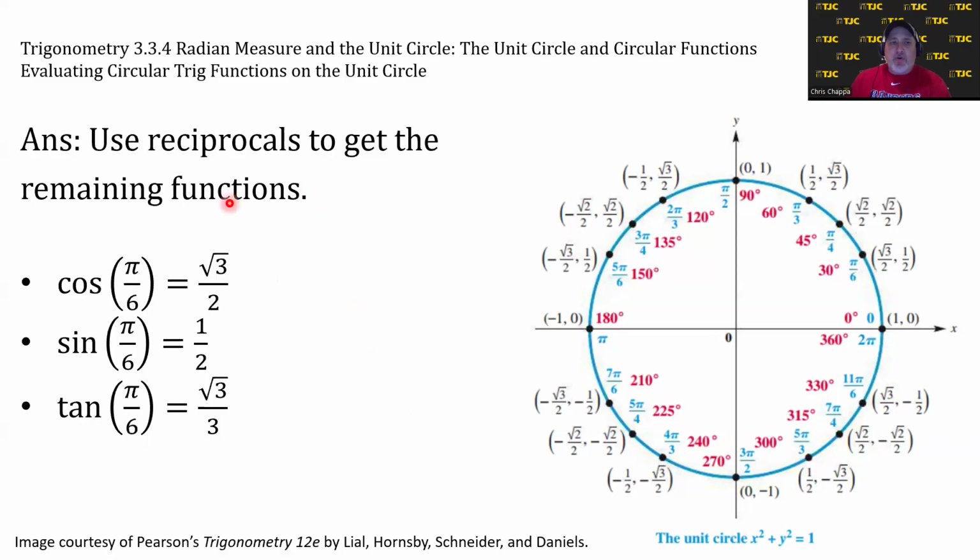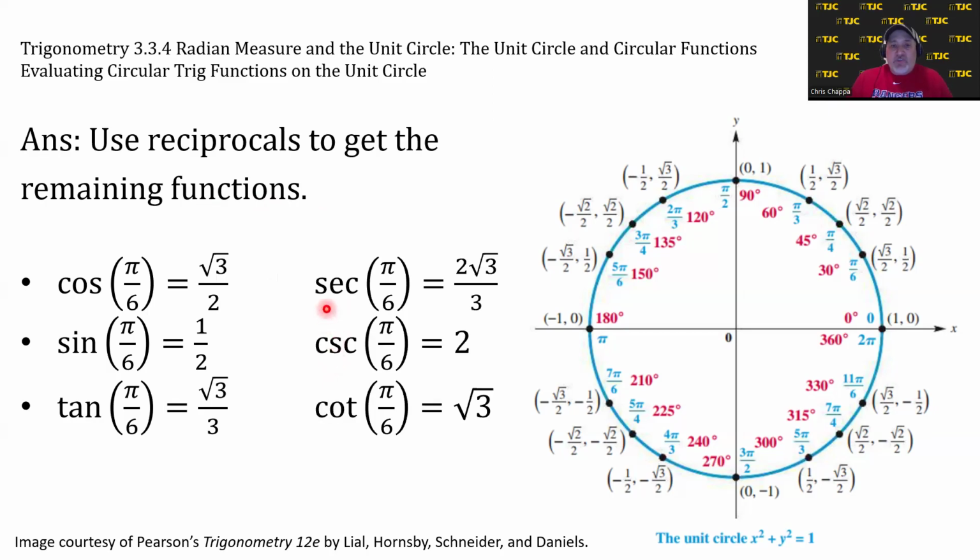I would use reciprocal identities to get the remaining functions. So for secant, I would take the reciprocal of cosine after rationalizing its denominator. Secant of pi over 6 is 2 square root of 3 over 3. For cosecant, I would reciprocate sine and get 2. And for cotangent, I would reciprocate tangent and get 3 over the square root of 3, which, upon rationalizing its denominator, simplifies to just the square root of 3.